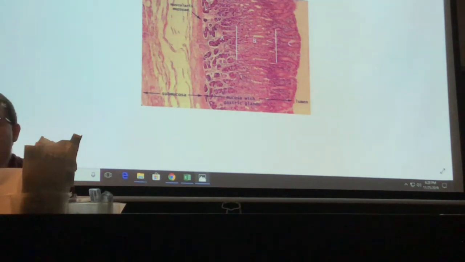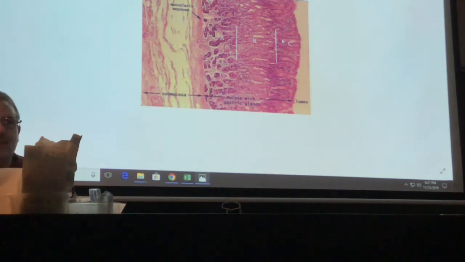Okay, so here we see, again, mucosa and submucosa. Here's the submucosa here, muscularis mucosae. What we're seeing in the stomach is we have this structure of what are known as gastric pits and gastric glands. Now, what the different glands are is going to vary depending on what part of the stomach you're in.